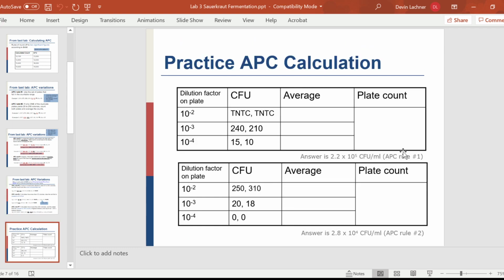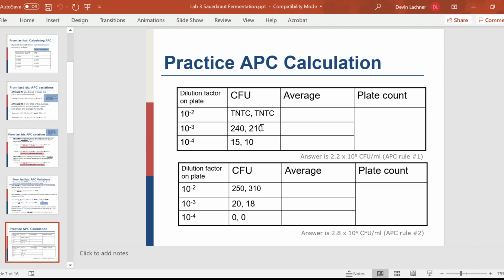So now let's take a look at a few of these. For this example, we only have one of these dilution factors that is within our countable range. So we have 240 and 210, whereas we find that the 10 to the negative 2 and 10 to the negative 4 are either too high or too low to be countable. So we're just going to be working with this middle 10 to the negative 3 dilution factor.